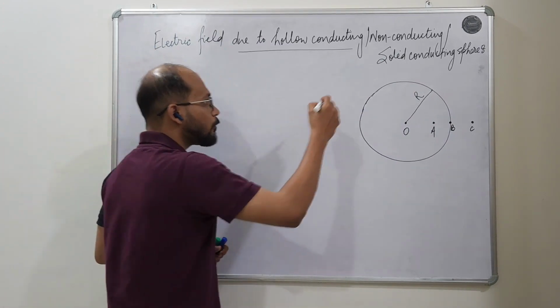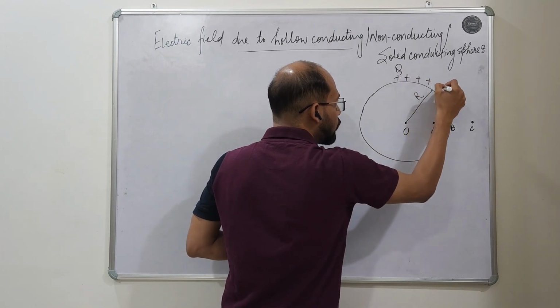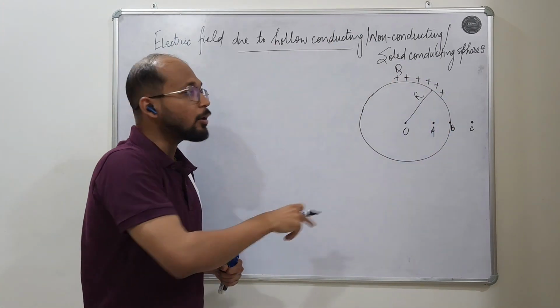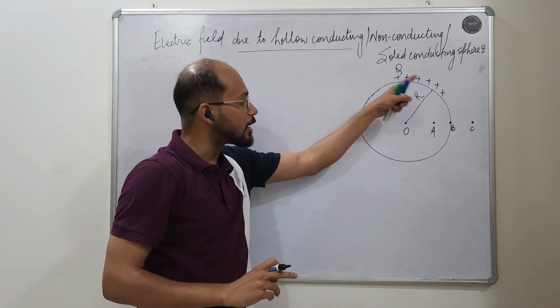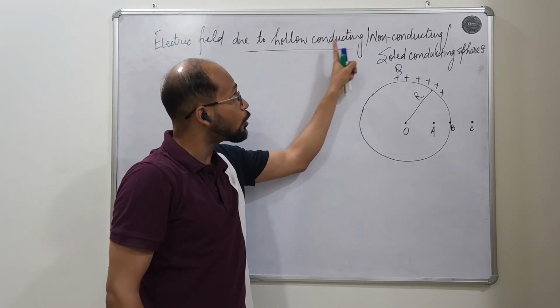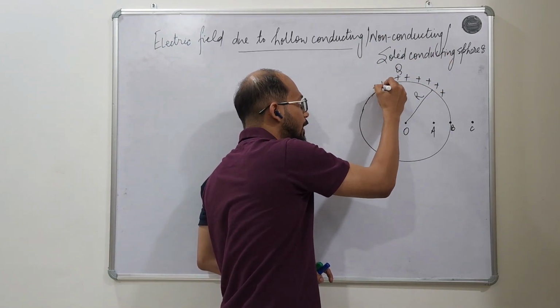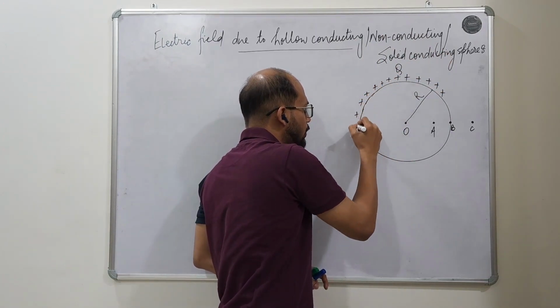So here, suppose we give some charge Q to this sphere, and since it is a hollow conducting or solid conducting sphere, the charges will reside on the surface of the sphere. And since it is also a hollow non-conducting sphere, in this case also the charges will reside on the surface of the sphere.